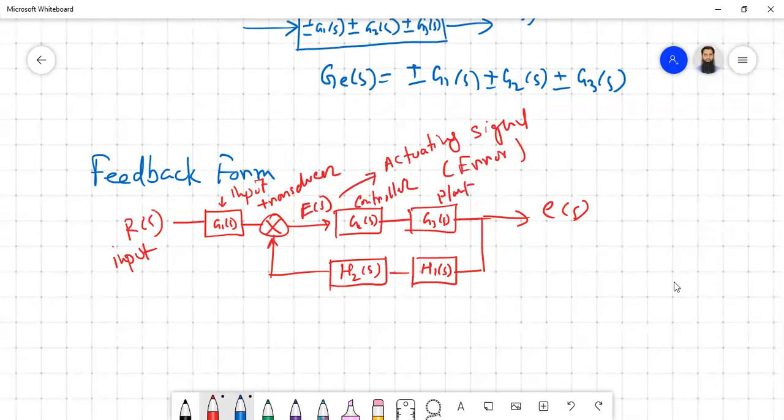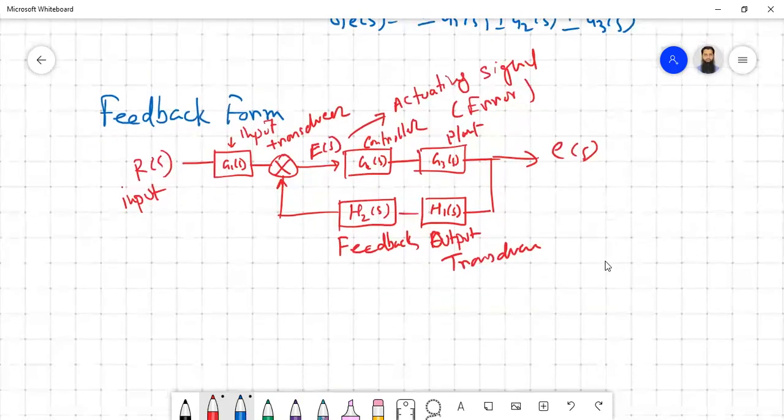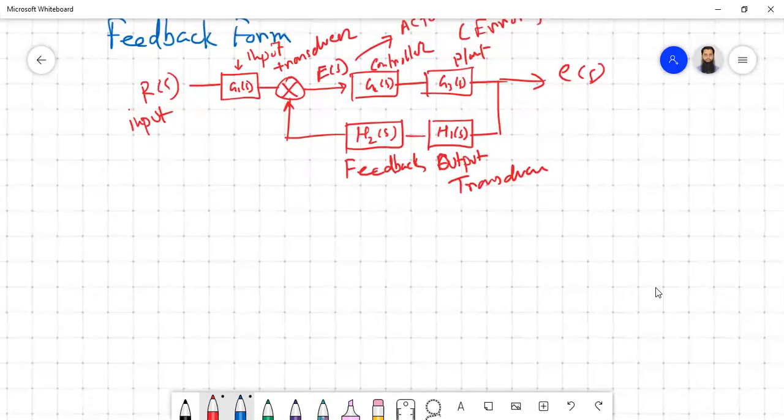Okay, so plant, and H1 may be your output transducer. If your output is also not in the electrical domain, then it has to be converted to electrical, then you can use it. Then you can also have, maybe, feedback adjustment of the gain or something like this. So this is a more general type of feedback, but for derivation, we'll be looking at a simpler version.